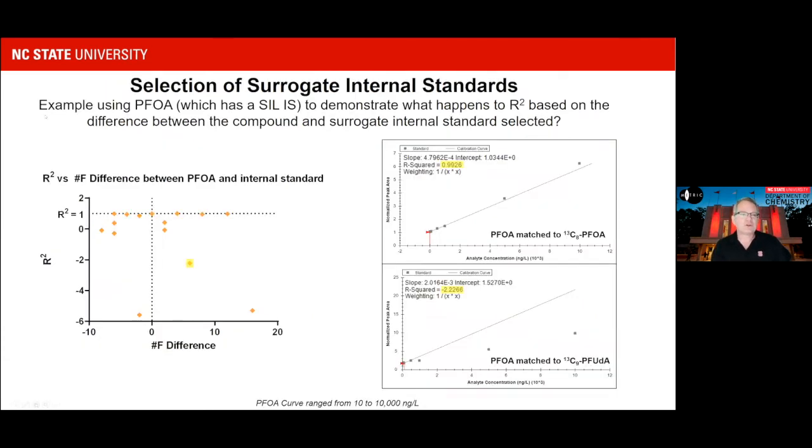So we had to really unpack this entire method and start completely over with what we wanted to do. This is showing you an example of PFOA with a matched internal standard. And this is R squared value versus the number of fluorines in the molecule. You can see that R squared is basically 1. But as you move forward with fewer or more fluorines, there's actually a pretty rapid decay. And over here on the right is the calibration curve with its matched internal standard. On the bottom is when it's matched to a different internal standard with a different number of fluorines. And you can see the R squared value goes to negative 2.2. So very poor correlation, and very poor quantification will result.